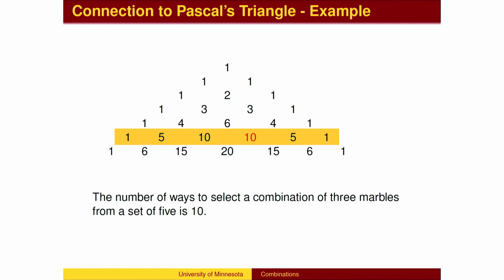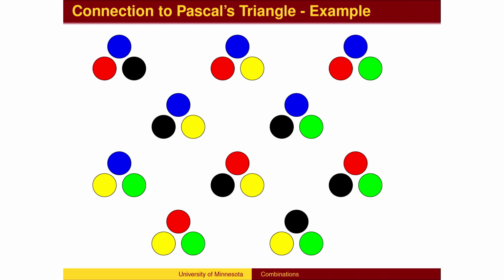Beginning at the left with k equals 0, we see the numbers 1, 5, 10, 10, 5, 1. These correspond to the k values of 0, 1, 2, 3, 4, and 5. So the entry highlighted in red is the value we need. 5 choose 3 is 10. Here are the 10 combinations.